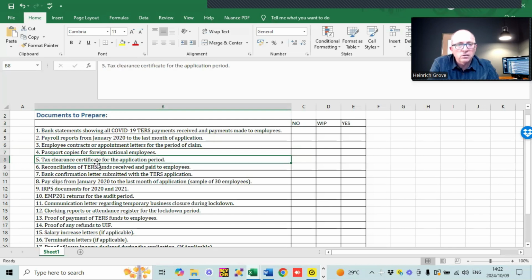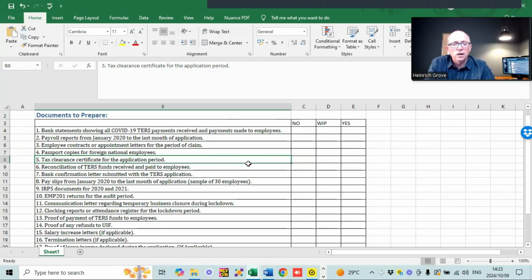Then the tax clearance certificate for the application period. This is quite an interesting thing, because back then, when we were busy with the TERS applications, there was no condition that you had to be tax compliant. I know with some of the other stuff, with the grants, there was a condition that you had to be compliant, but I don't know why they're asking for this.